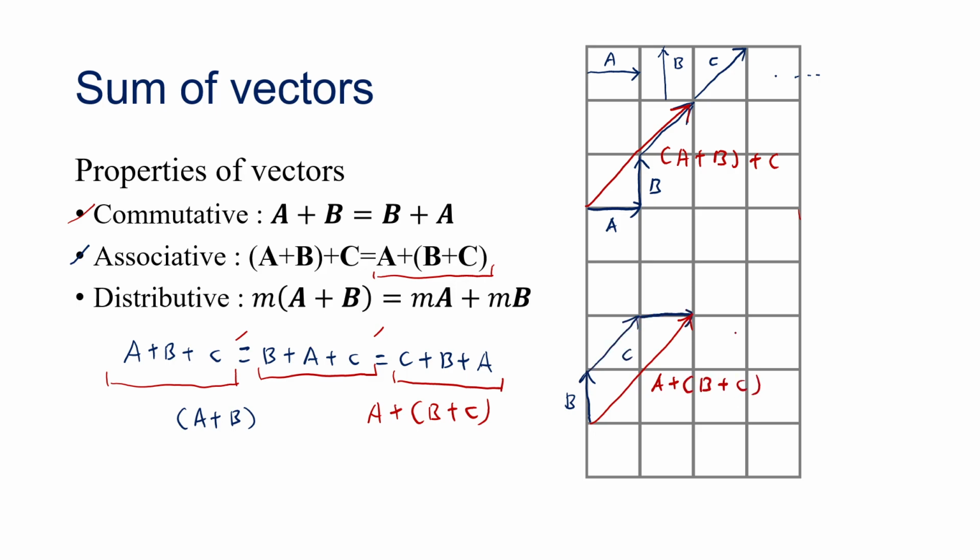This is the case, and you can see these two are actually the same vector, right? That means this obeys the associative property. The last one is distributive.